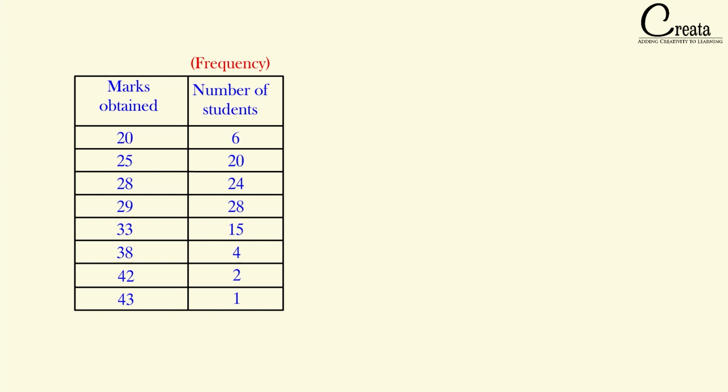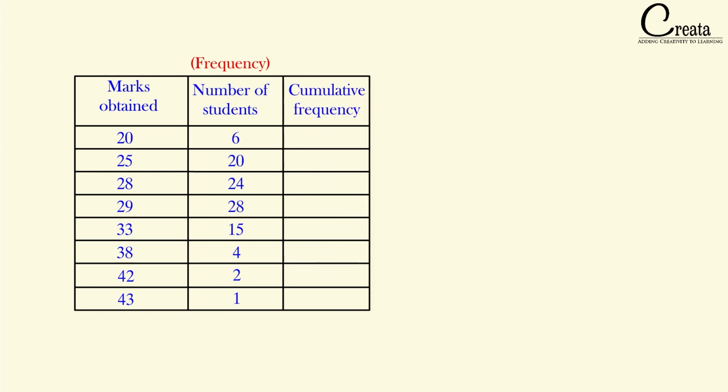Here we will use the term known as cumulative frequency column. We will add one more column into this table, which we will call the cumulative frequency column. Let's see what it is and what we have to do in this. It is a type of frequency, but it is the addition of the frequency. The first term in the frequency is 6, so in the cumulative frequency it comes as 6.